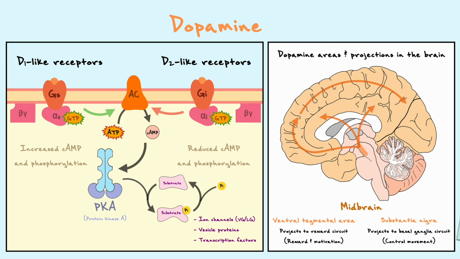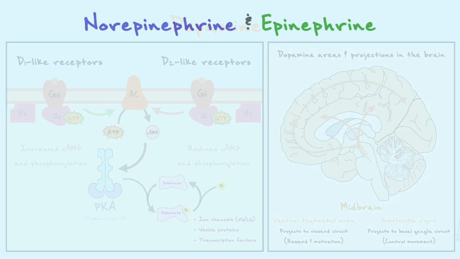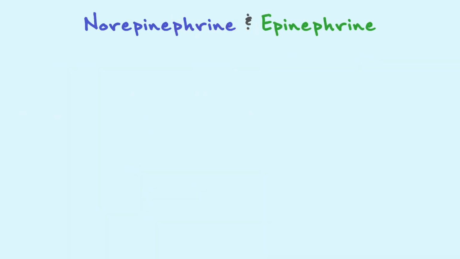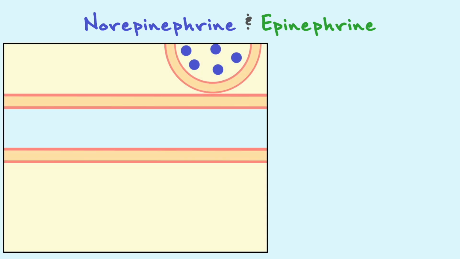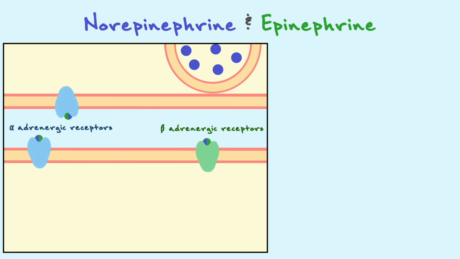mediates reward and motivation. Now, when it comes to norepinephrine and epinephrine, the two neurotransmitters also bind only to metabotropic receptors. There are two main types of these metabotropic receptors, and they are called alpha and beta adrenergic receptors. Norepinephrine and epinephrine can both bind to these receptors, so don't take the colors of these receptors as norepinephrine binds to alpha and epinephrine binds to beta. The two neurotransmitters can bind to both.